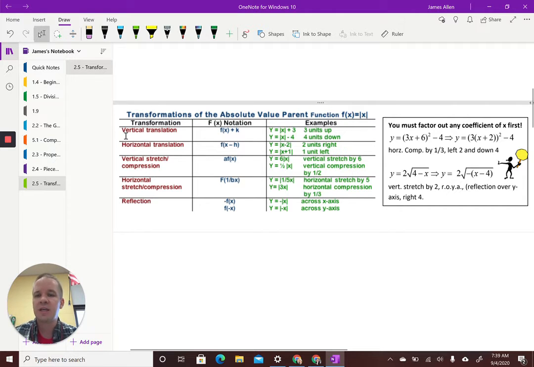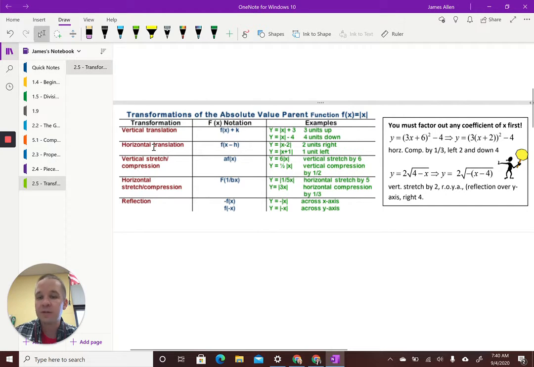So let's take a look at the vertical translation. This is when we're going up or down. You see how we have f of x plus k. That k is outside of the function. And here's a couple examples: 3 units up, 4 units down, right? We're adding 3 on the outside or subtracting 4 on the outside.